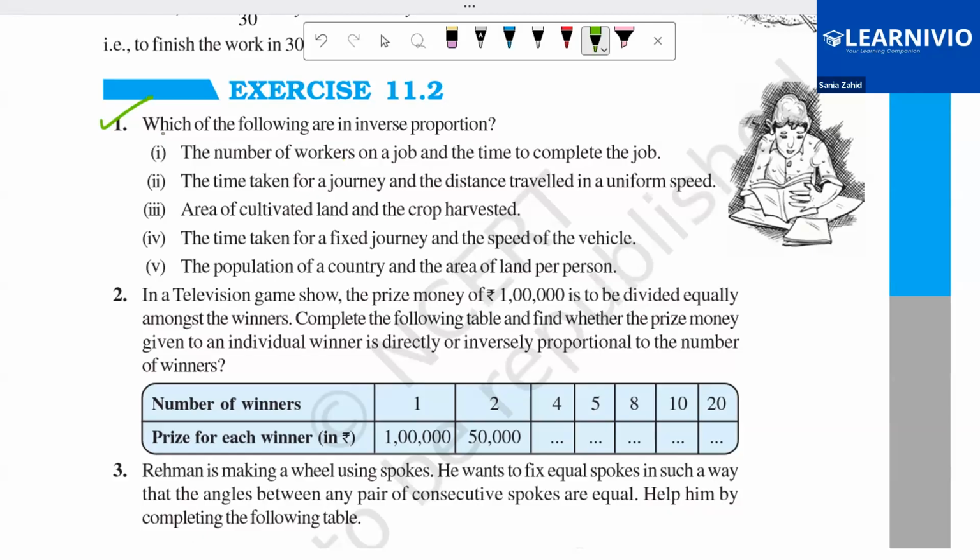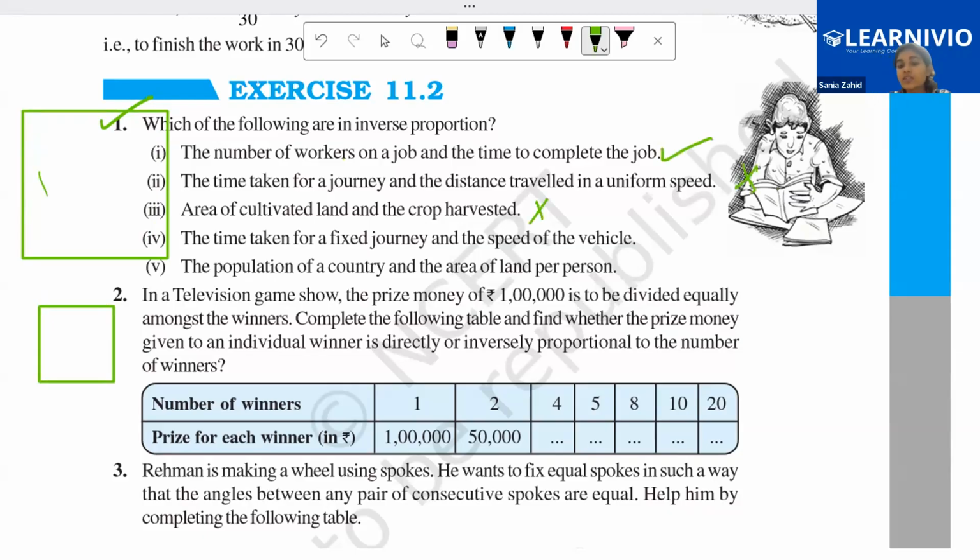Inverse? Why inverse? It's direct. See, the area that you cultivate on a land, for example, you are cultivating this much amount of land, and here you're cultivating a smaller piece of land. The bigger piece of land is going to harvest a much larger yield, while the smaller piece is going to harvest a much smaller yield, right? So it's direct proportion. The more the area of the land, the more the yield. So this is yes, this is no, this is no.